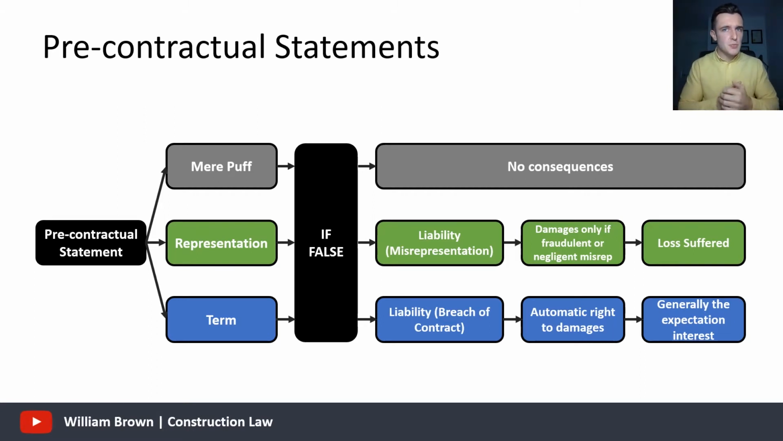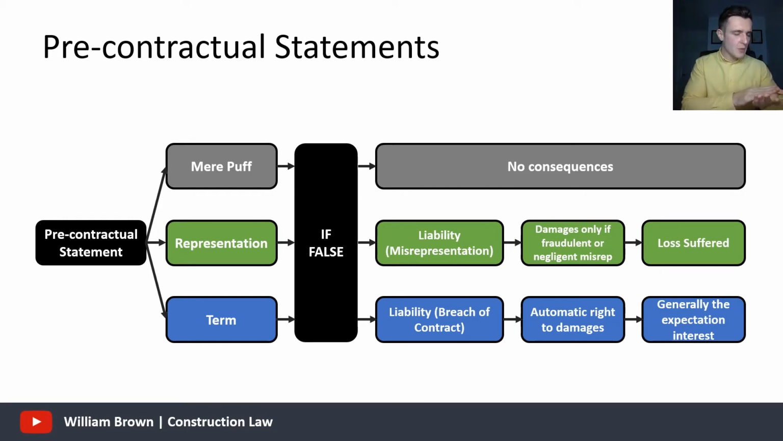And one of them is much more serious than the other, and therefore one of them gives rise to a much more favourable remedy to the innocent party. And that is obviously breaching a term of the contract. So if a representation turns out to be false, that is what's known as a misrepresentation, a misrep, and we will cover that in much more detail in a later video in this series. But for now, you just have to appreciate that there are three different types of misrepresentation.